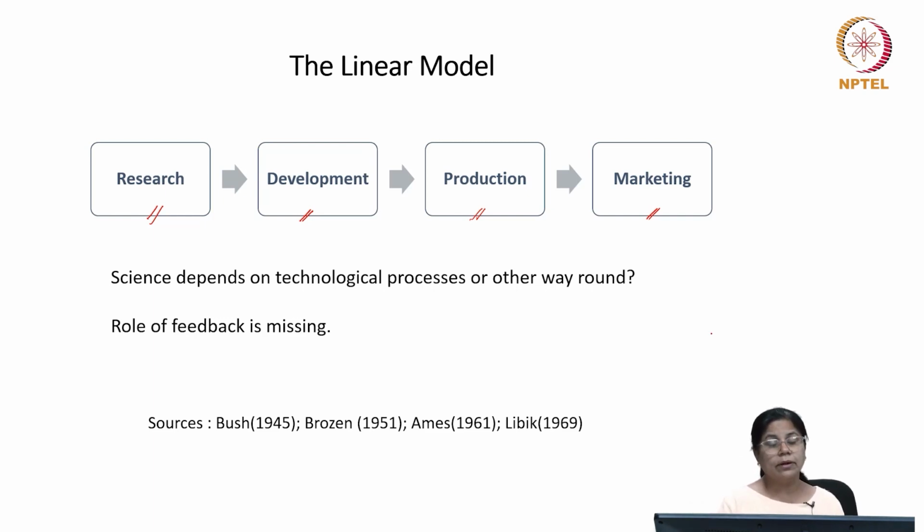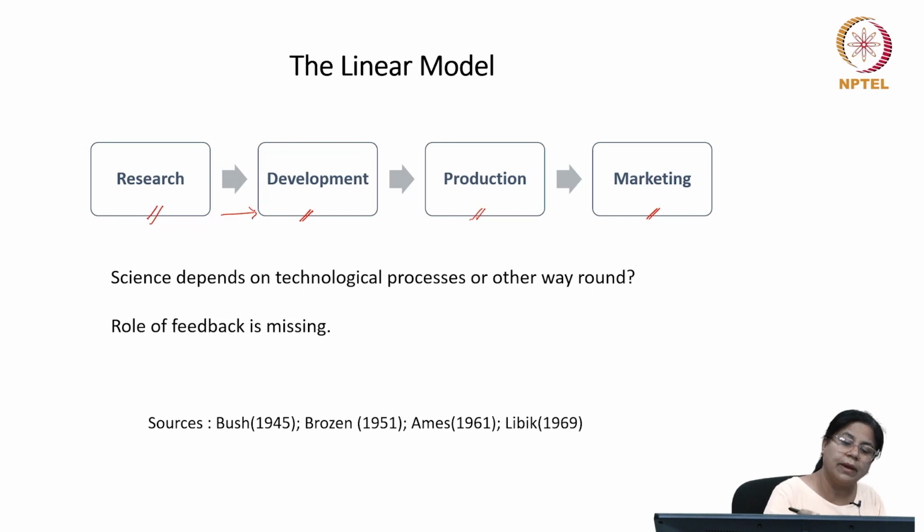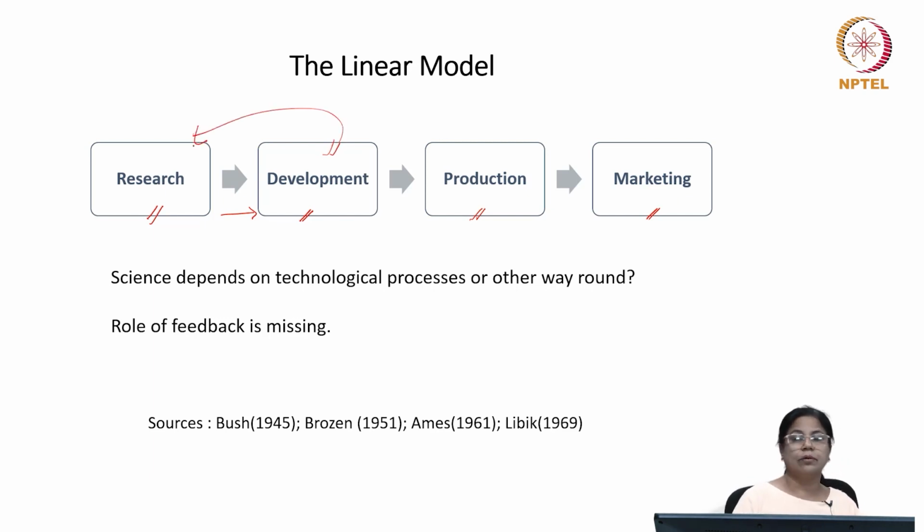This model was essentially popularized by the work of Vannevar Bush and followed by Bromley, Ames and Liebig. If you look at this model critically, the question that will arise in your mind is whether science depends on technological processes or the other way round. Now here, the unidirectional aspect effectively means that any kind of technological development can happen only when a certain amount of scientific research or discovery has indeed happened. Is there no going back on that? That is an important question.